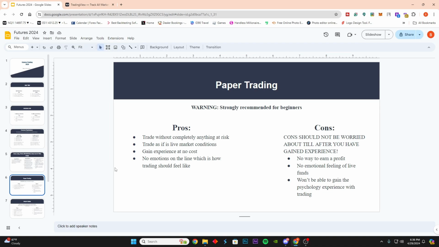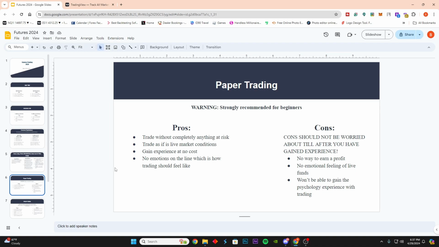None of this is financial advice. But if you have been trading for a while, this is something you may want to possibly look at. The cons of paper trading is there's no way to earn a profit while trading. And one of the things I said for pros is the no emotions.